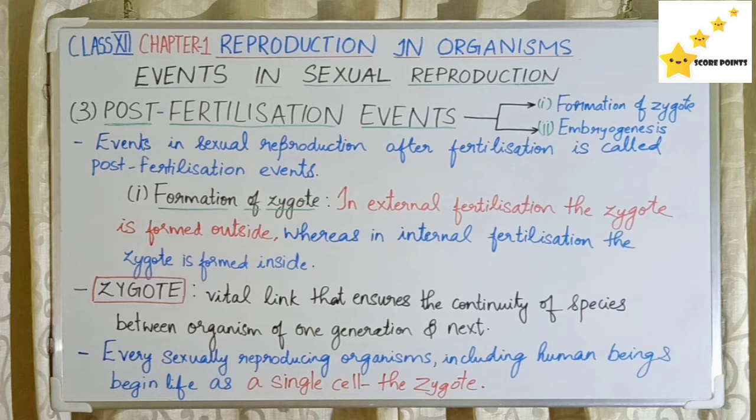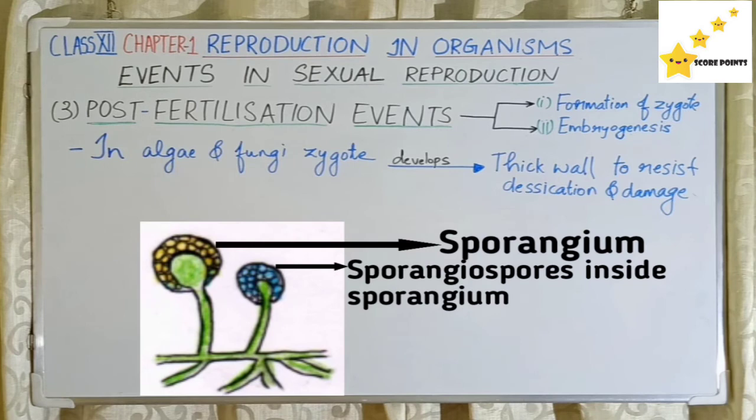So we have learned that. The zygote is a vital link that ensures the continuity of species between organisms of one generation and the next. Every sexually reproducing organism, including human beings, begins its life as a single-cell zygote. In algae and fungi, the zygote develops a thick wall in order to resist desiccation and damage. You can see the structure of sporangia. It is protected by the sporangium.